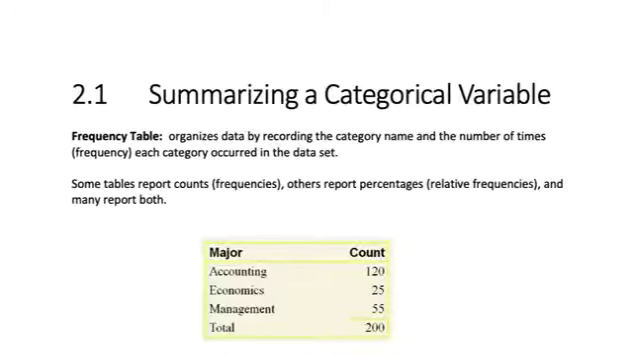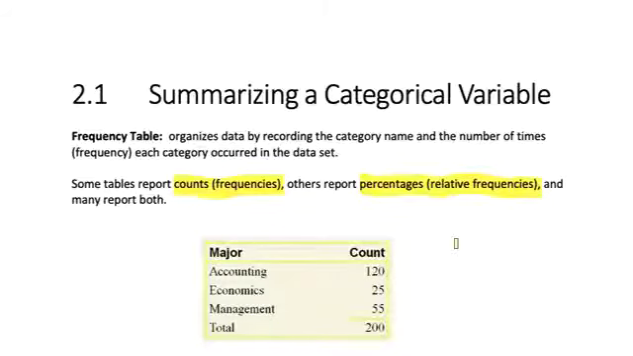So we can summarize a categorical variable using what's called a frequency table. A frequency table just lists the possible responses and the number of people that responded with each. So it could report the number or the count, that makes it a frequency table, or we could report the percentage of people that gave each response, which makes it what's called a relative frequency table. The table could also list both, the count and the percentage. So in this example, we have the different majors, accounting, economics, and management, and the number of people who gave each response.